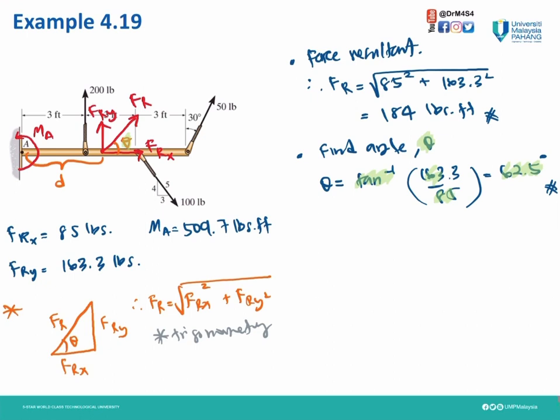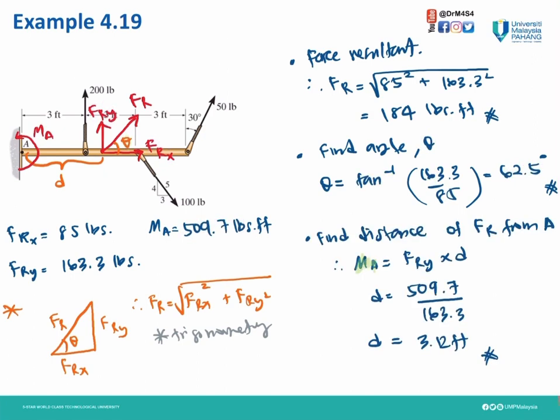And our calculated MA is 509.7 pound-feet. From the basic formula, moment is force times the perpendicular distance. So that means FRX is cancelled out, so just left FRY. That means moment at A is FRY times D. So we can find what is our D. So our D is 509.7 divided by 163.3, and we get our D is 3.12 feet from point A.